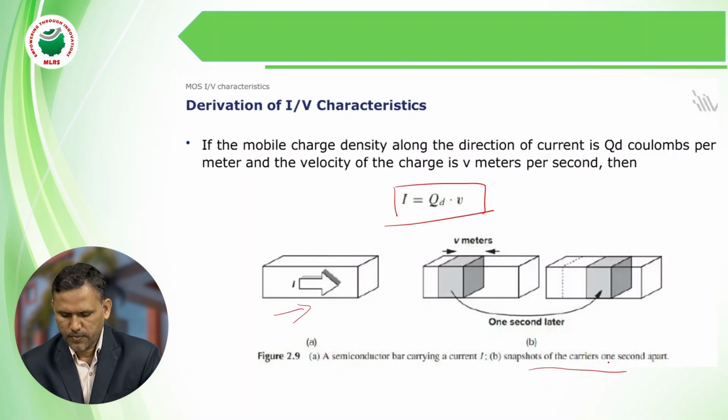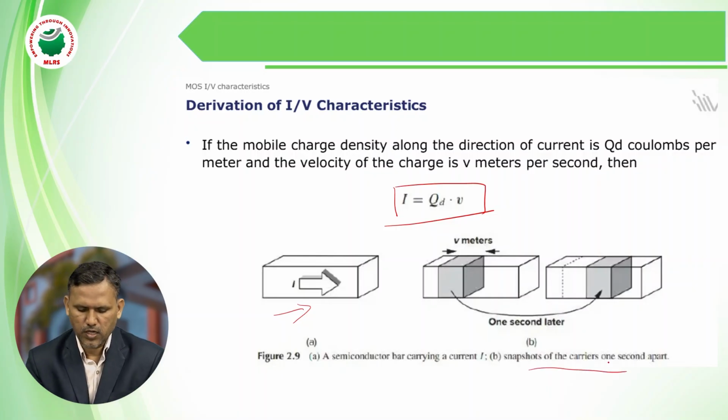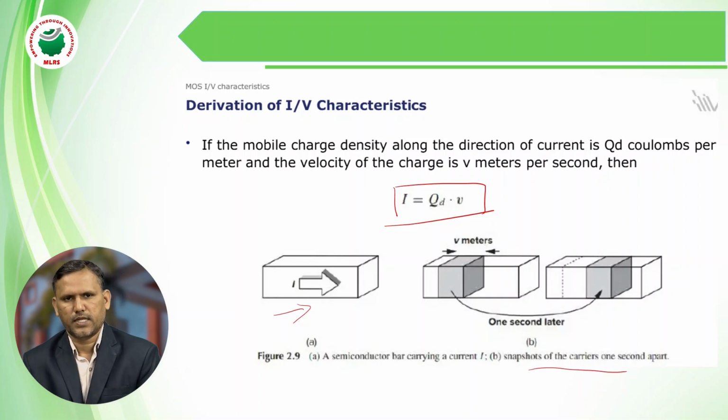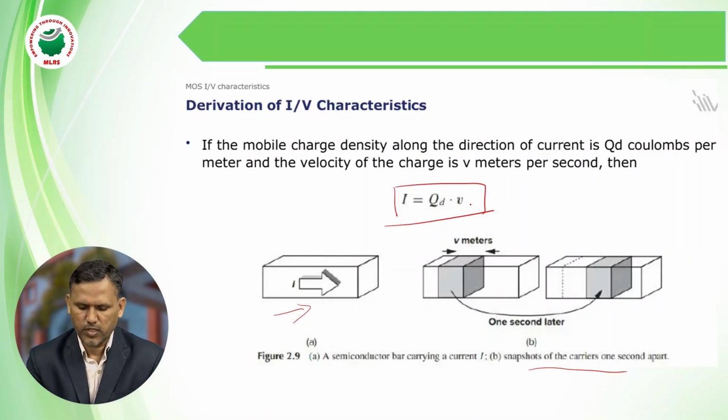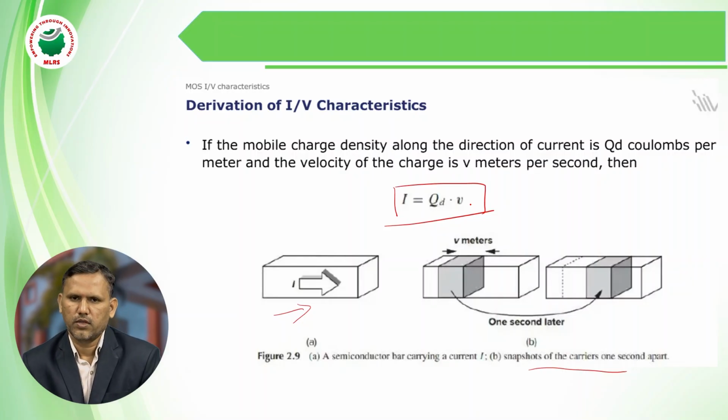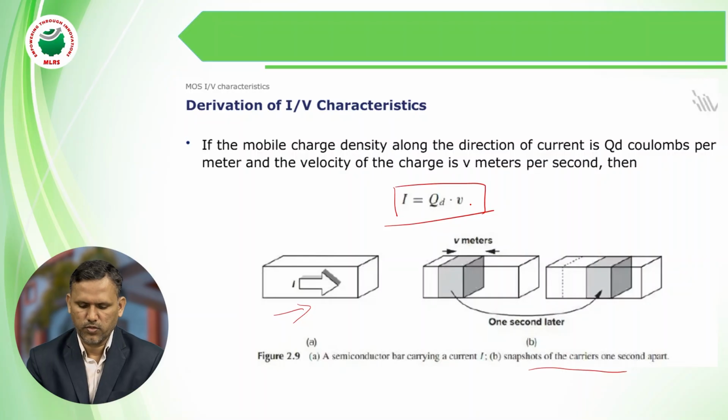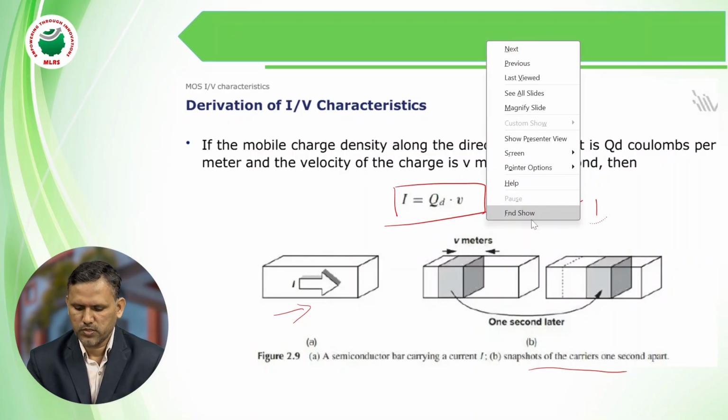In figure B, whenever current moves from one place to another in a conductor, the flow of current can be defined as the rate of change of charge. Here the charge density is represented as QD, and the velocity of the electron is V. Then the relationship between current, charge and velocity is I equal to QD into V. Let's consider this as equation 1.